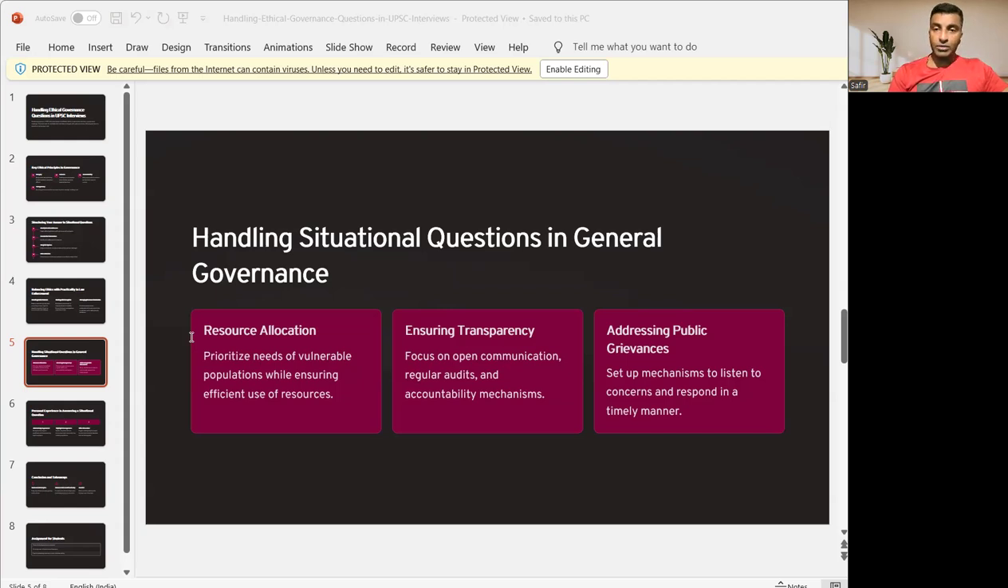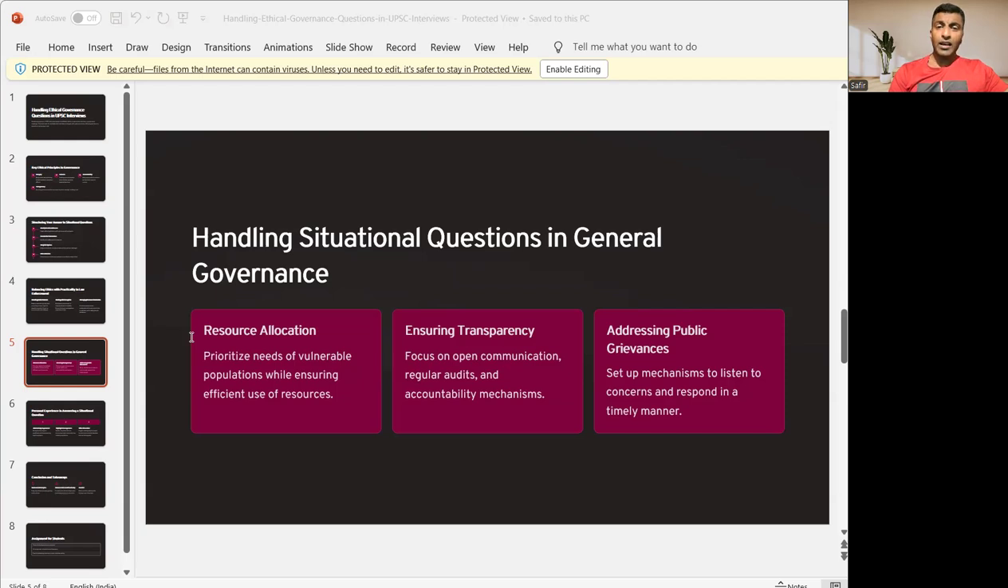See, when it comes to addressing public grievances, your response should focus on empathy and responsiveness. That's very important. Empathy and responsiveness. And you are going to explain how you would set up mechanisms to listen to public concerns, address their concerns in a timely manner, and ensure that government actions are in line with the needs of the people. These are very, very important.